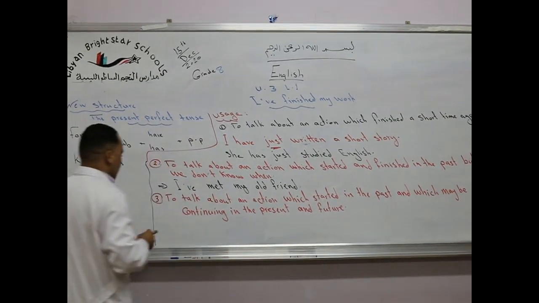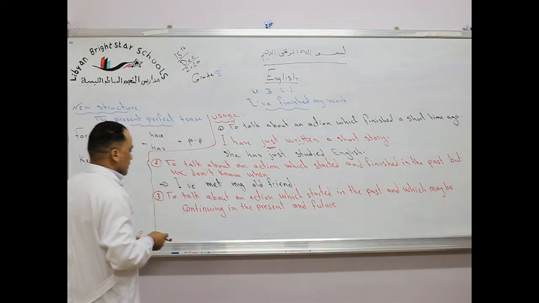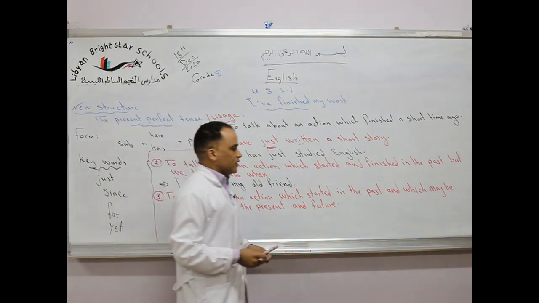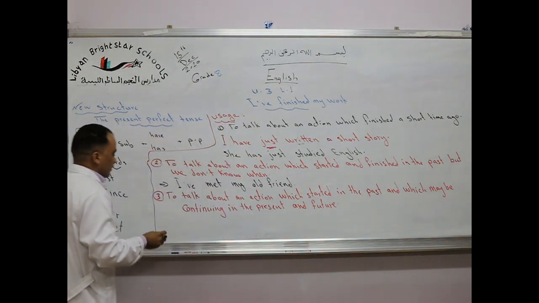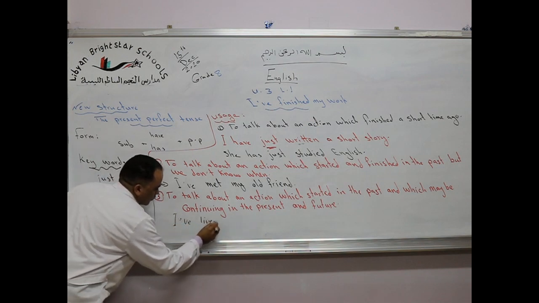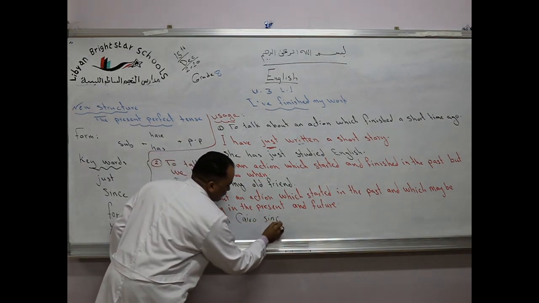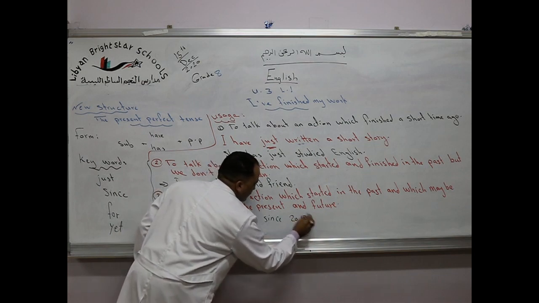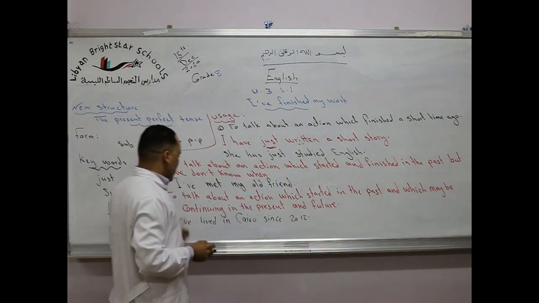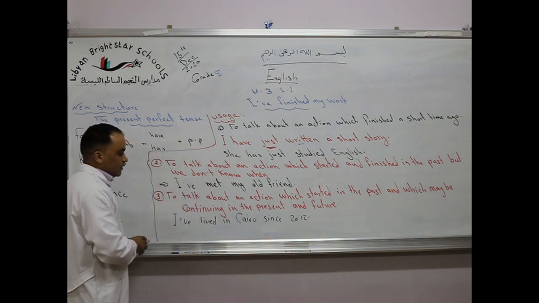Here we use since and for. What's the difference between since and for? The present perfect in general is used to talk about an action which started in the past and which may be continuing in the present and in the future. For example, I've lived in Cairo since 2012. This action started in the past but is still happening now. So the present perfect is used to talk about an action which started in the past and which may be continuing in the present and future.